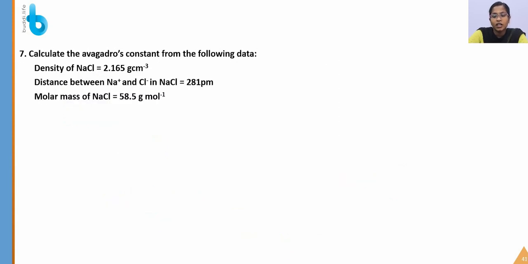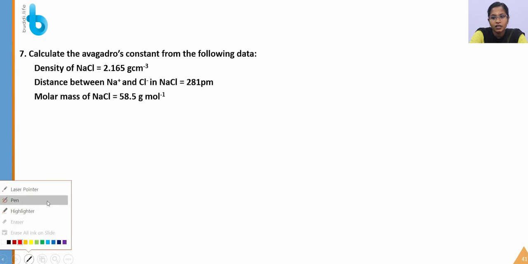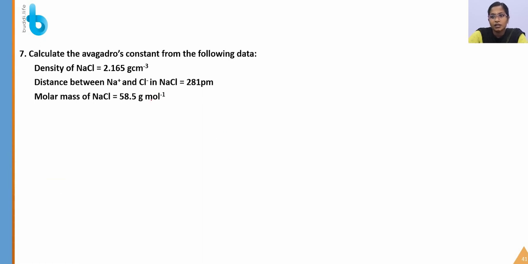So the 7th question is, calculate the Avogadro's constant from the following data. What is given? The density of NaCl is given, the distance between Na plus and Cl minus in the NaCl crystal is given, and the molar mass of NaCl is given. We know that Avogadro's number is Na equal to 6.023 into 10 power 23, right? So then why are they asking us to calculate the Avogadro's constant itself? While substituting these values, we have to get the same Avogadro's number, so it is like a proof.